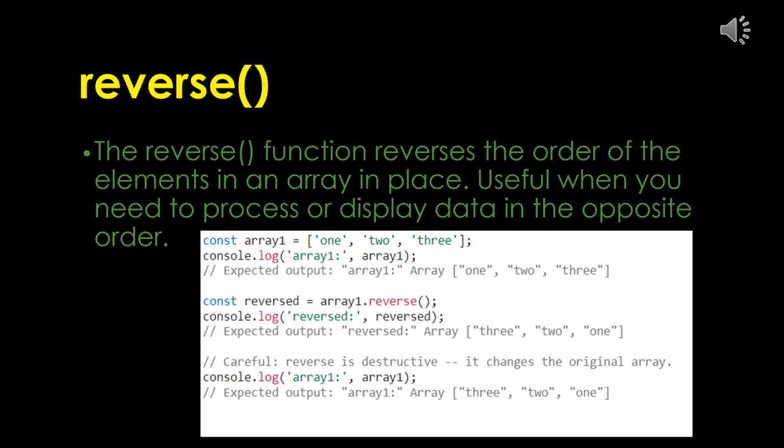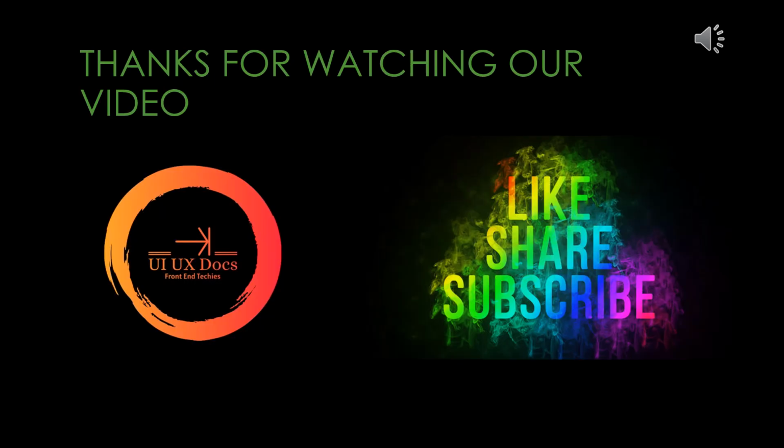Reverse function. The reverse function reverses the order of the elements in an array and is useful when you need to process or display data in the opposite order. So if we have 1 to 3 as array1, array1.reverse() will reverse the elements to 3 to 1, and it will be printed.